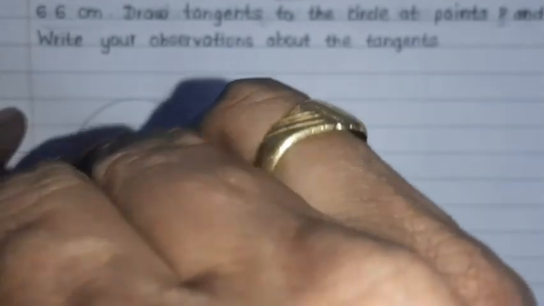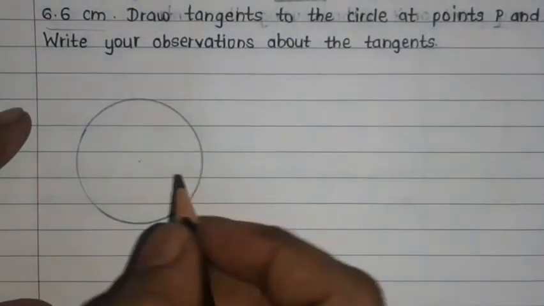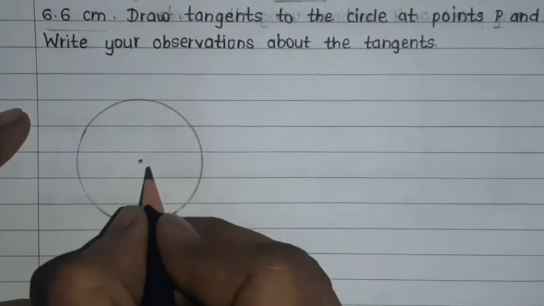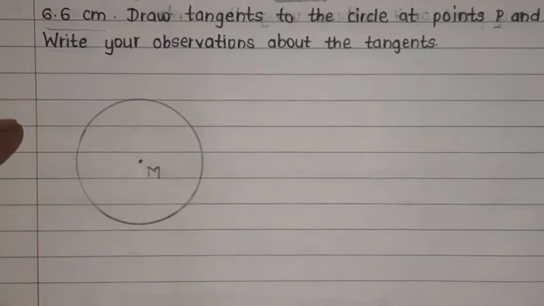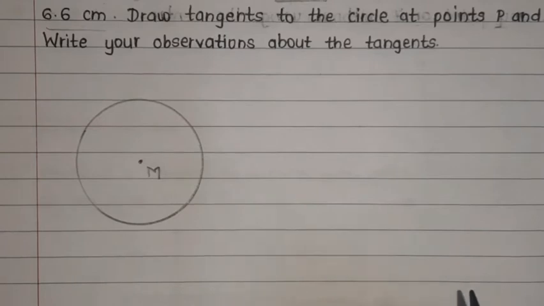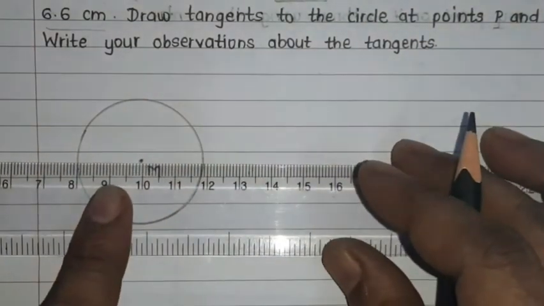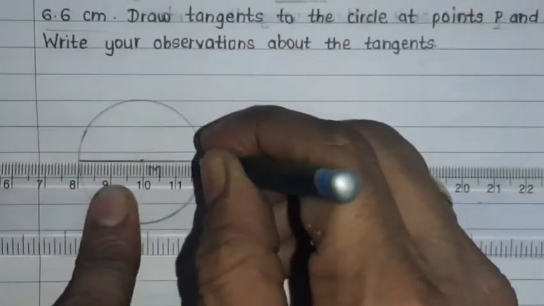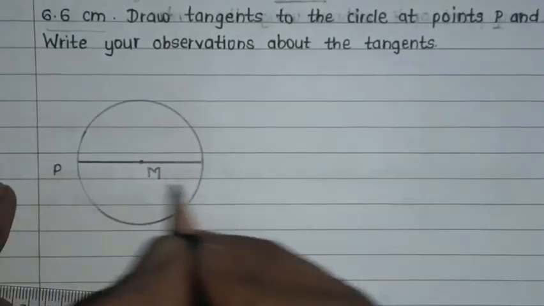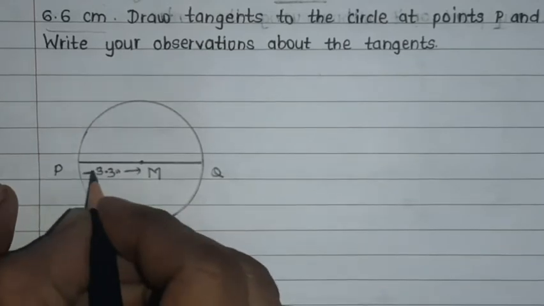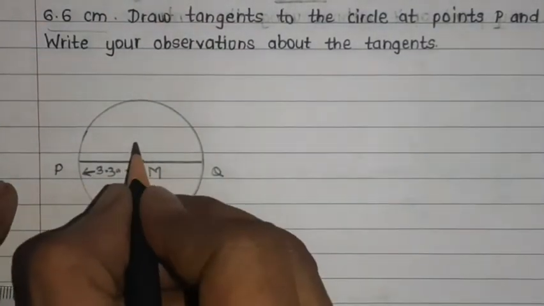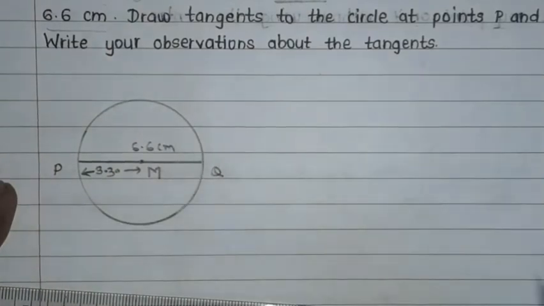Here the center is not given, so we can take point M as the center of a circle. Now the radius is 3.3 centimeter and the length of the chord is 6.6 centimeter. That means it is a diameter. Therefore, dear student, we directly draw the chord like this. It is P and Q. The 3.3 centimeter is the radius and 6.6 centimeter is the diameter of the circle.